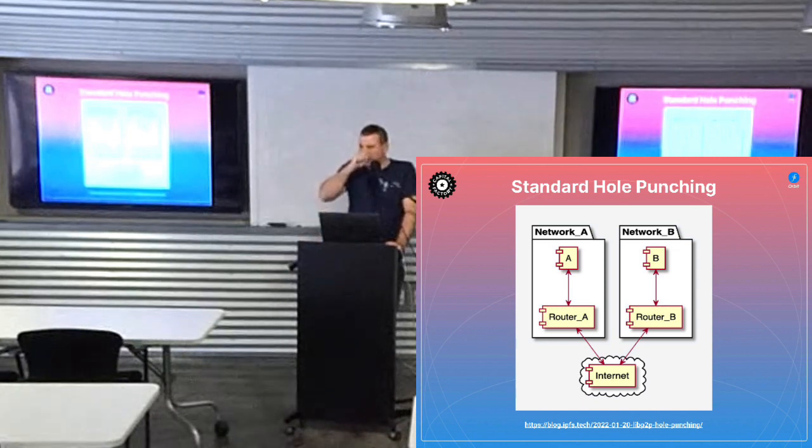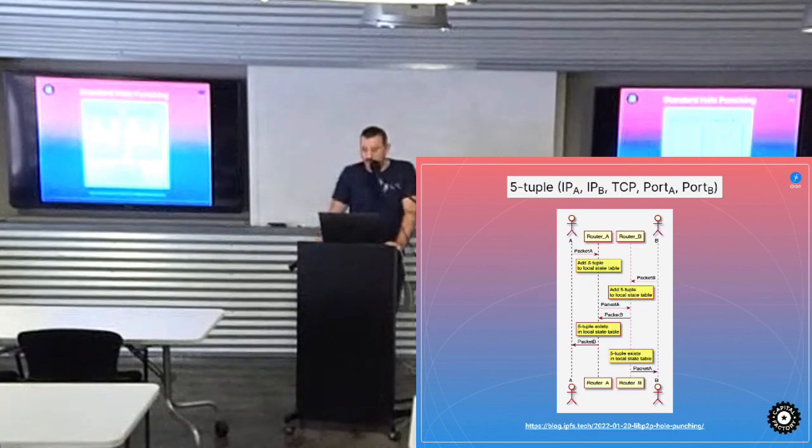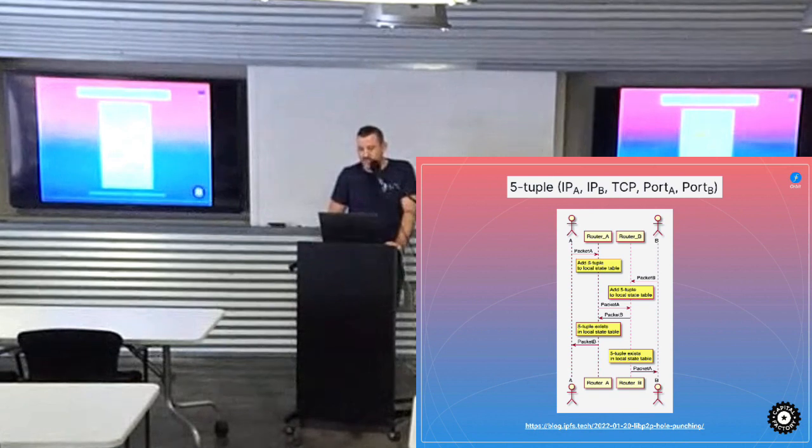But hole punching is something that I think a lot of people in the IPFS space have been wishing for for a long time, and there are some interesting ways to do it now. But again, your standard hole punching would use something called a 5-tuple, which looks like this. Let's say you have two servers that are trying to talk to each other, A and B. Your 5-tuple consists of the IP address for A, the IP address for B, the TCP protocol, and the ports that they're going to communicate over.